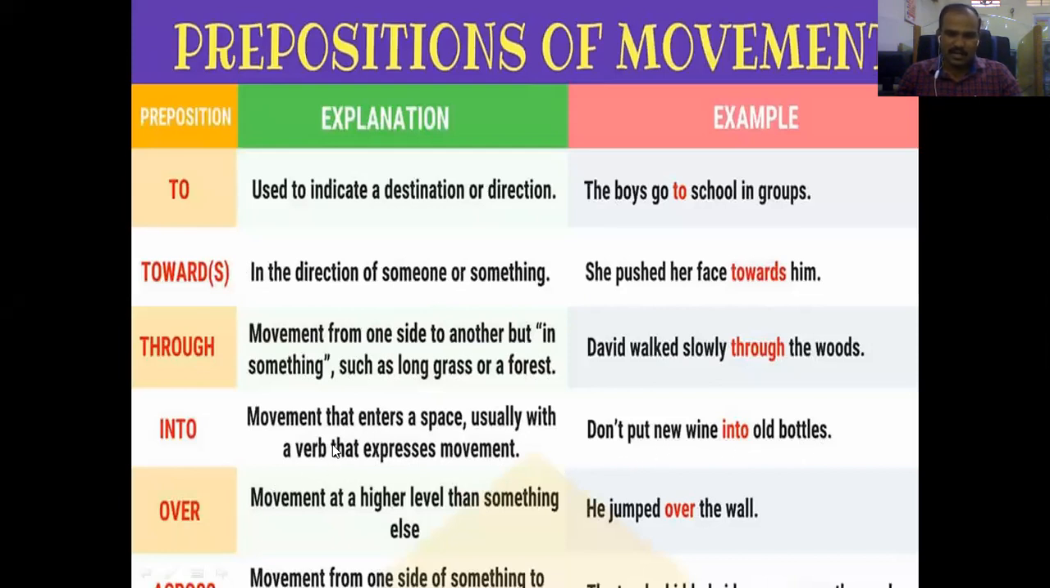So exactly here I can tell you one difference. If the action word is there, for example, the donkey falls into the well. बघा, विहिरीत पडल्यानंतर त्यांना ऍक्शन करणं भाग आहे, लक्षात घ्या. ऍक्शन होत असते, then we need to use into, and instead of in we need to use into. Or the movement at a higher level than something else, that is, he jumped over the wall. And the last one, across: movement from one side of something to the other.